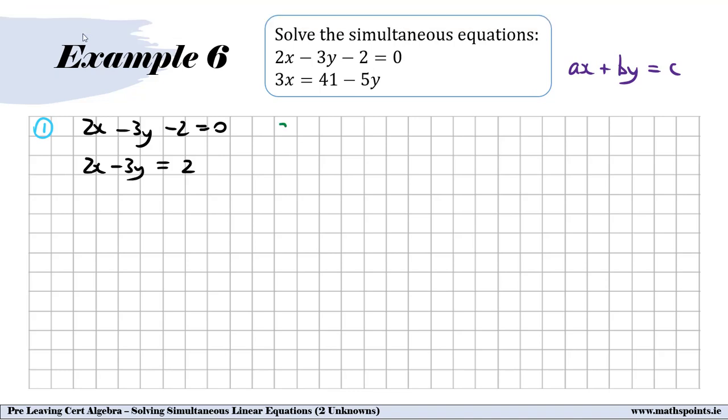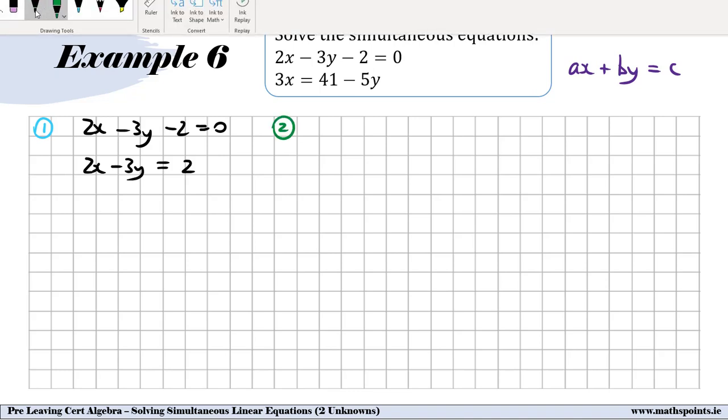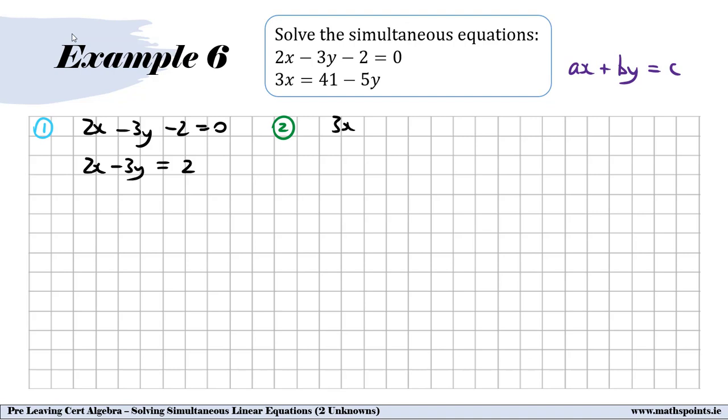So similarly with equation 2, let's write it down. First of all, we have 3x equals 41 minus 5y. And so this time the minus 5y is on the wrong side of the equal sign. So we have 3x. I'm going to add 5y to both sides, which will get rid of the minus 5y from the right hand side and place a 5y on the left hand side. And that's equal to 41. And so now both equations are in the correct format.